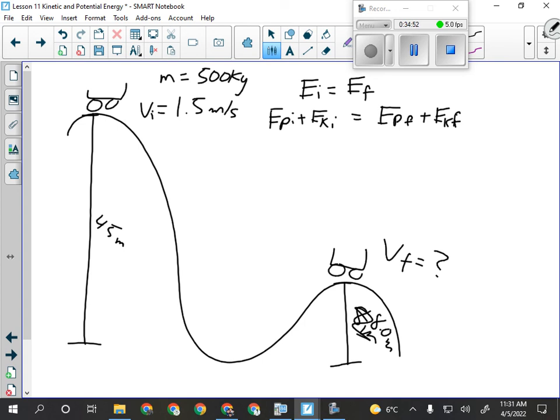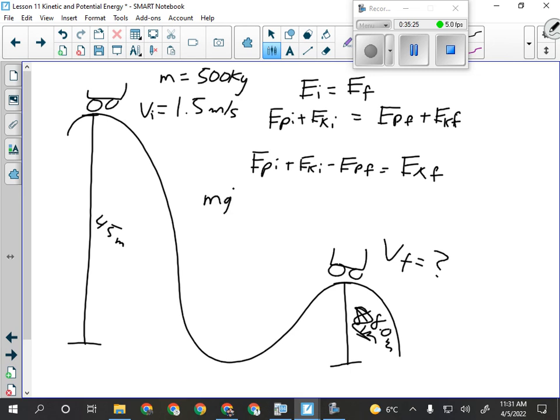But before we expand it out, I'm looking for VF, which is part of which one of these terms? Energy kinetic final, so EKF. So I want to isolate EKF before I expand any further, right? How do I get EKF by itself? What do I do with EPF? Subtract over the other side. Okay, so I'm going to have EP initial plus EK initial minus EP final equals EK final. Now I can expand it out even more.